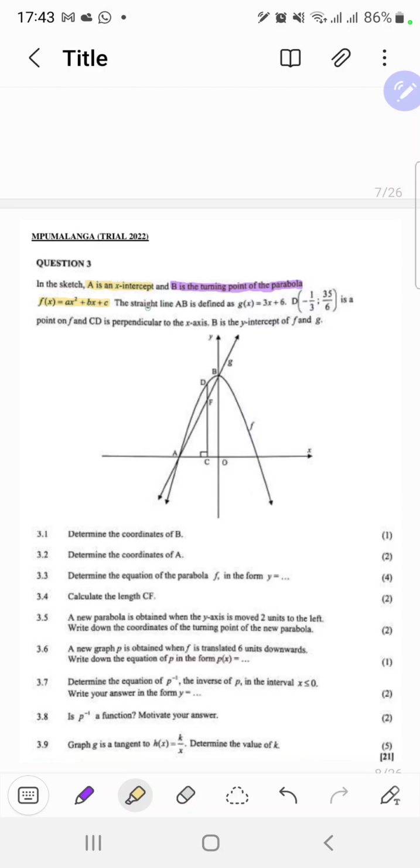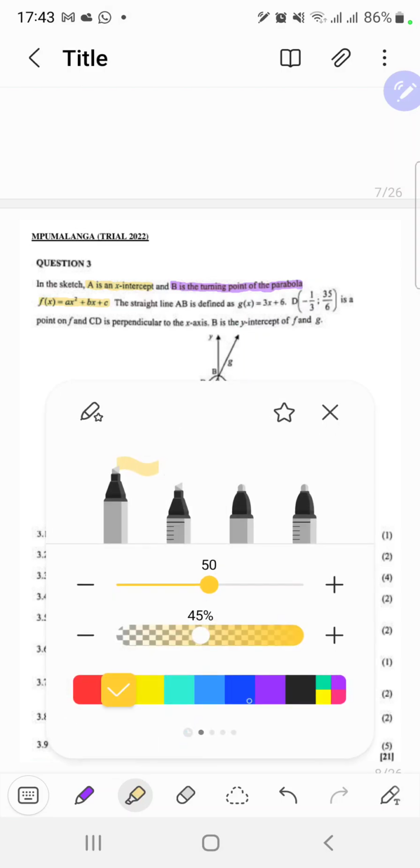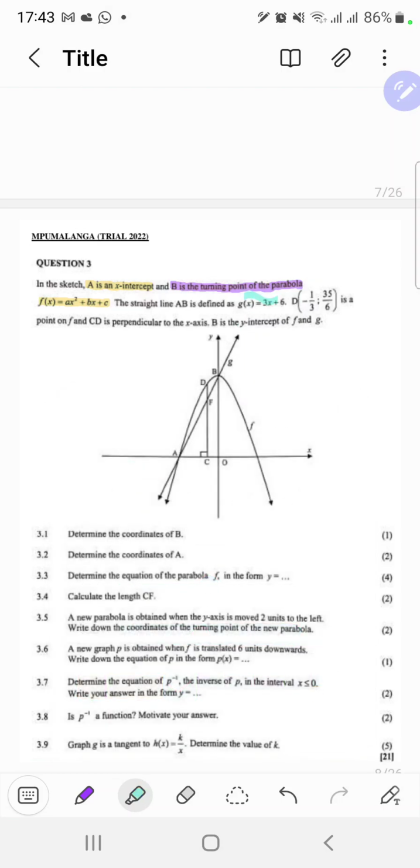Not a problem. And then now they're saying a straight line AB, do you see AB is still having intersections at A and B to the parabola, is given by g of x. Okay, maybe let's highlight it. It's important to keep it. Okay, so our g of x is 3x plus 6. So if we have an equation, it means we can work out, obviously, the constant is always the y-intercept. So it already tells us that B is the point (0, 6).